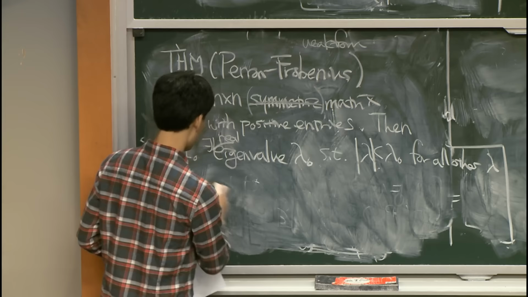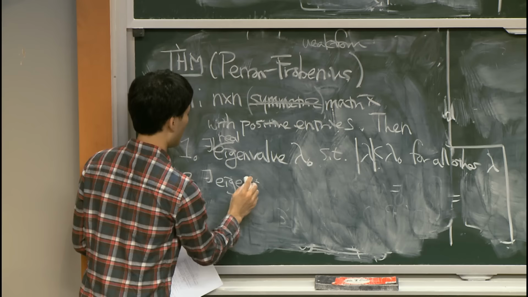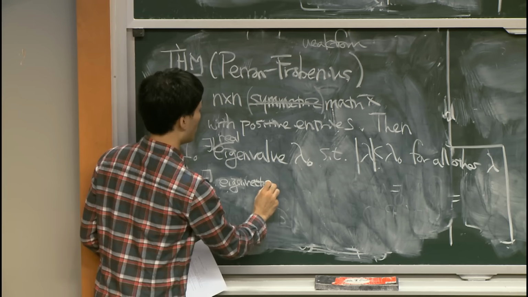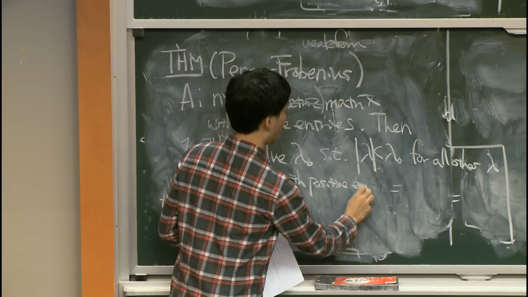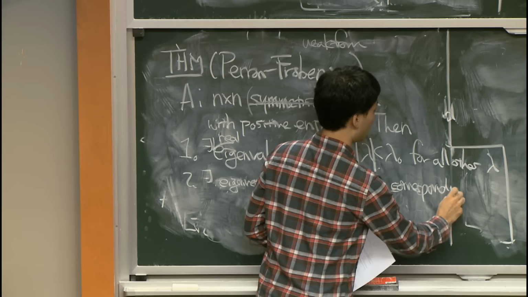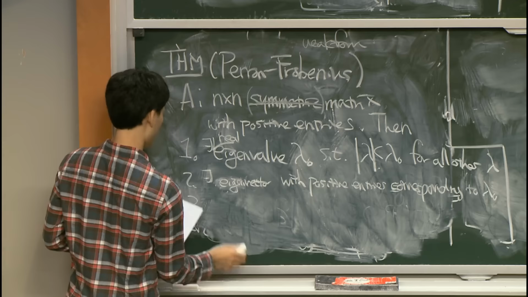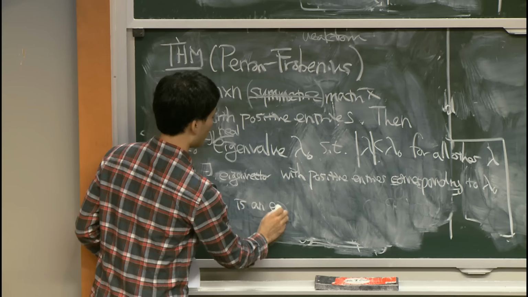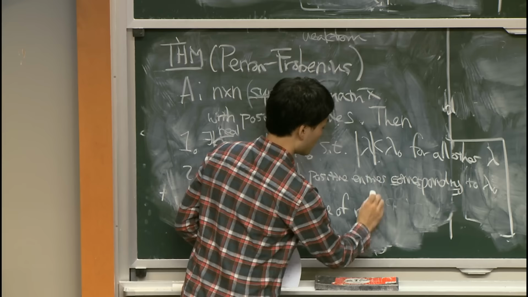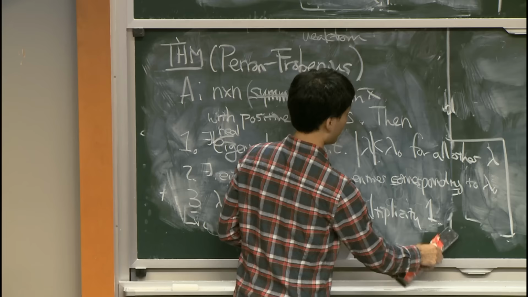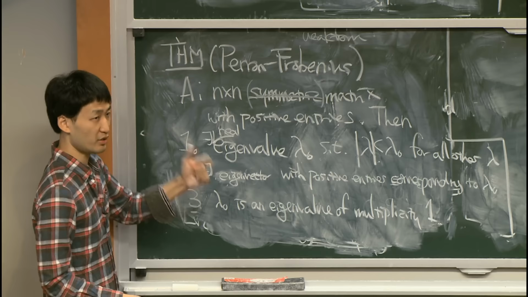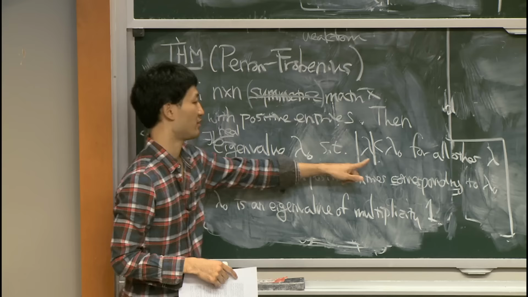There exists an eigenvector, a positive eigenvector with positive entries corresponding to lambda 0. So the eigenvector corresponding to this lambda 0 has positive entries. And the third part is lambda 0 is an eigenvalue of multiplicity 1, for those who know what it is. So this really is a unique eigenvalue with a unique eigenvector which has positive entries, and it's really larger than other eigenvalues.